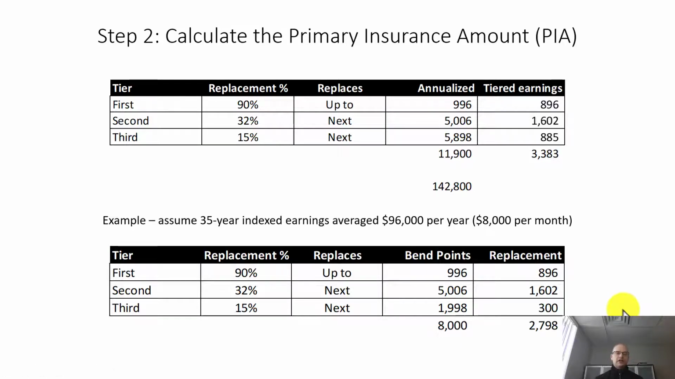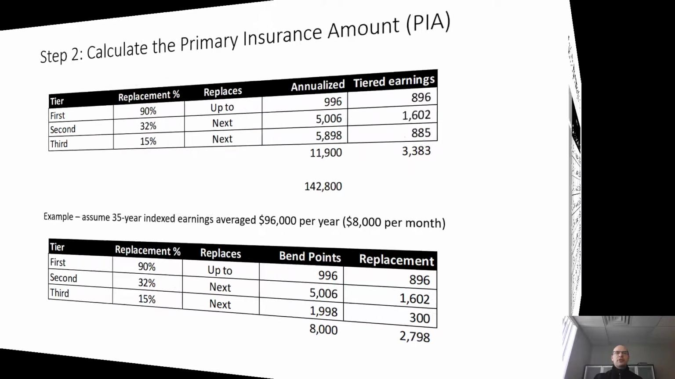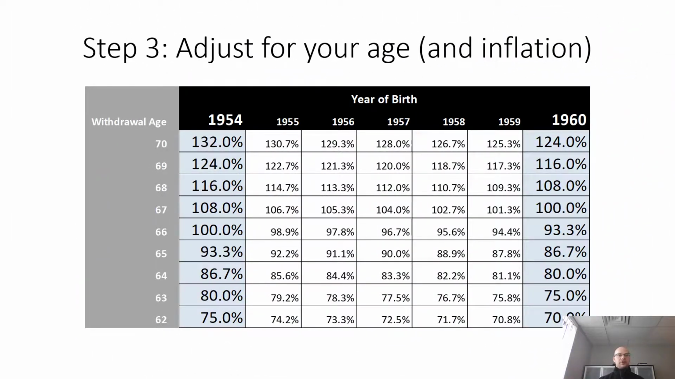Now that you have your primary insurance amount, you're close, but you're not quite done. There's a few final adjustments that need to be made, and we'll talk about that in step 3. Now, the age at which you draw Social Security benefits makes a significant difference. Most people are familiar with the concept of full retirement age. Well, if you were born in 1960 or later, your full retirement age is age 67. As we can see, benefits are 100%. In other words, you would be due your full primary insurance amount were you age 67.